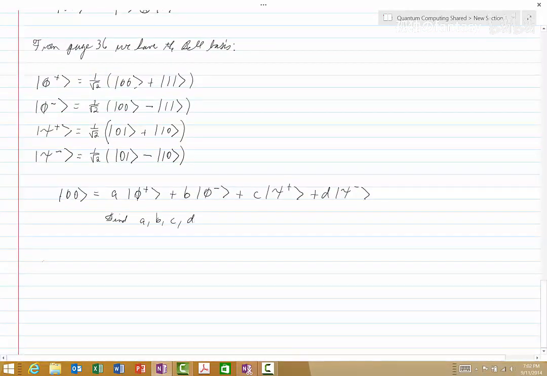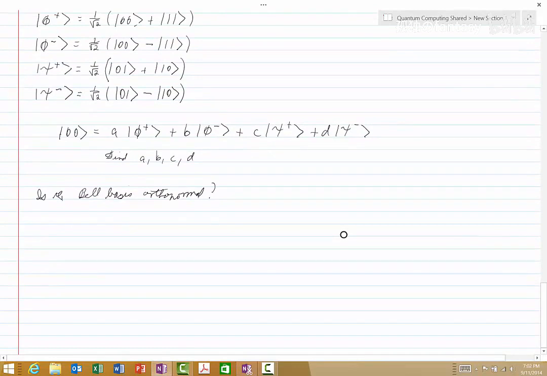Is the Bell basis orthonormal? We need to know that before we can use that procedure. Well, let's check this out. First of all, I encourage you to try to do the rest on your own, but let me do the first couple. So let's take the inner product of phi plus with itself.